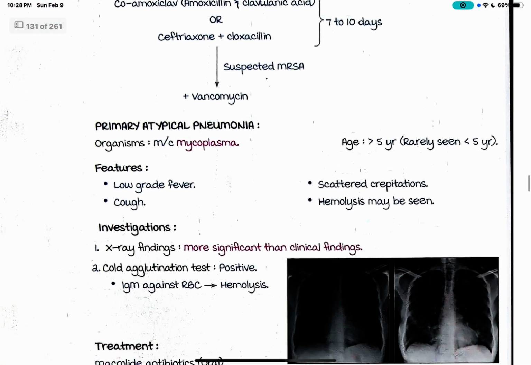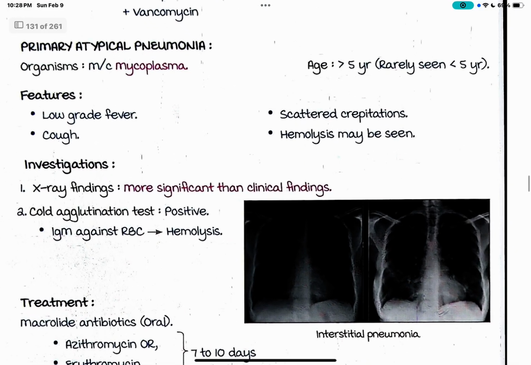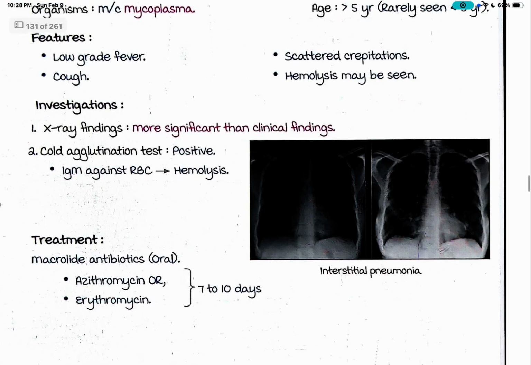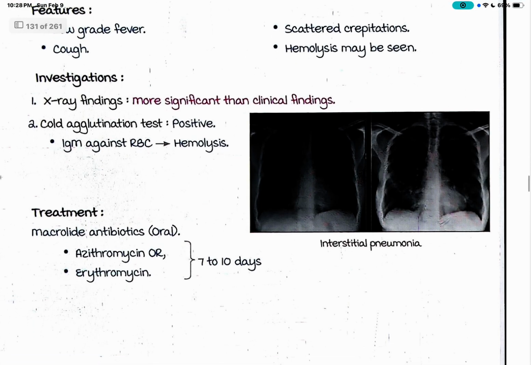Primary atypical pneumonia. The most common organism is Mycoplasma. Age is more than 5 years, and it is rarely seen in children less than 5 years of age. Features: low grade fever, cough, scattered crepitations, and hemolysis may be seen. Investigation: X-ray findings are more significant than clinical findings. The cold agglutination test is positive. IgM against RBC causes hemolysis.